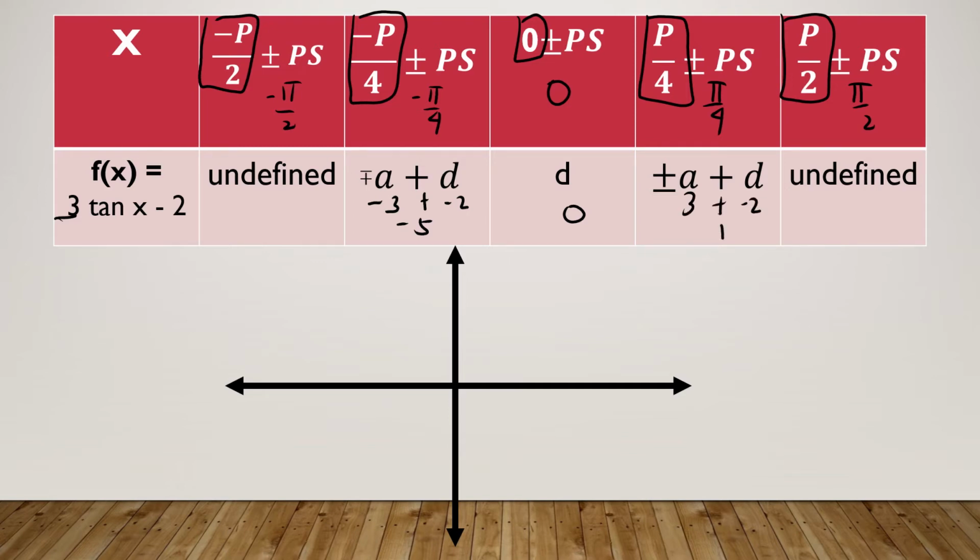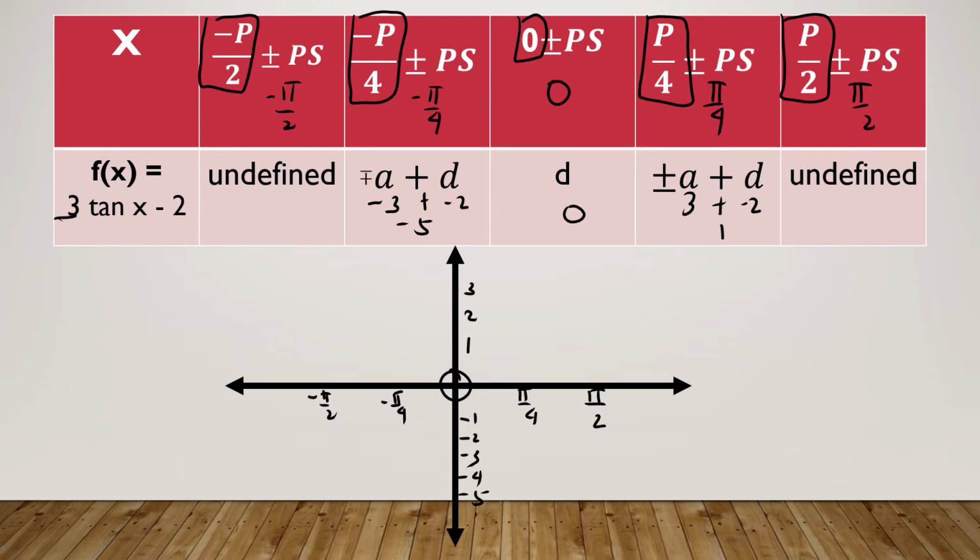Now, after identifying the values of x and y, we're going to draw the given graph. So we have negative pi over 2, negative pi over 4, 0, pi over 4, and pi over 2. After that, let's write the values of y. So we have negative 5, 0, and 1. On the y-axis, we have 1, 2, 3, and negative 1, negative 2, negative 3, negative 4, and negative 5.